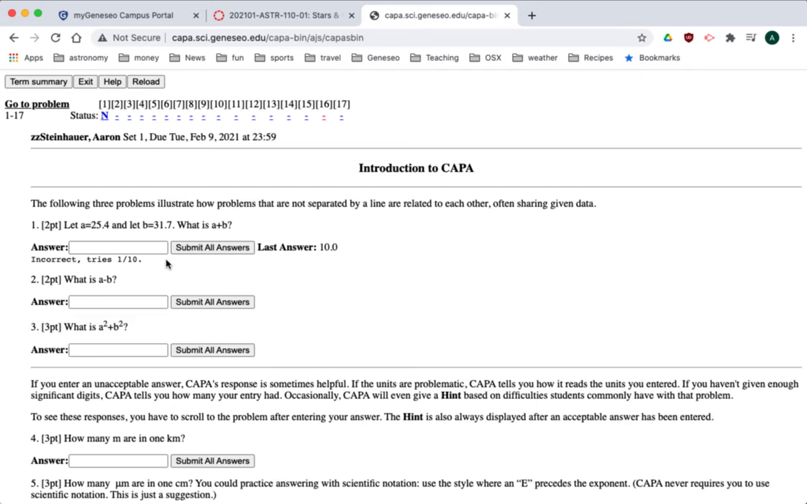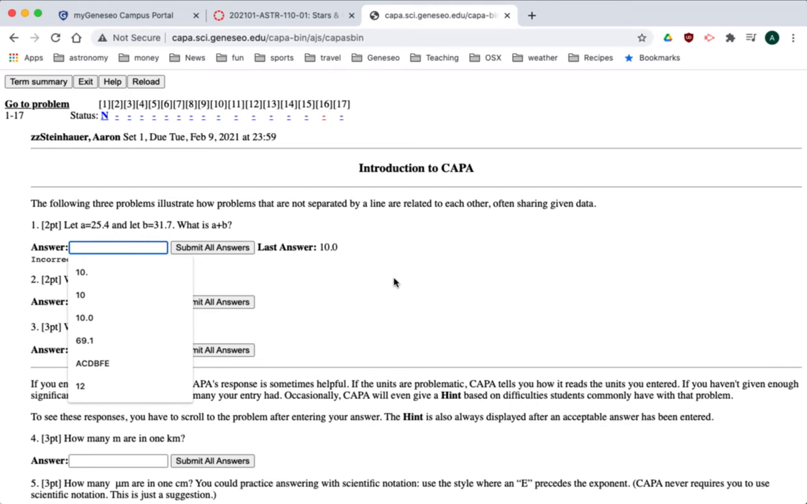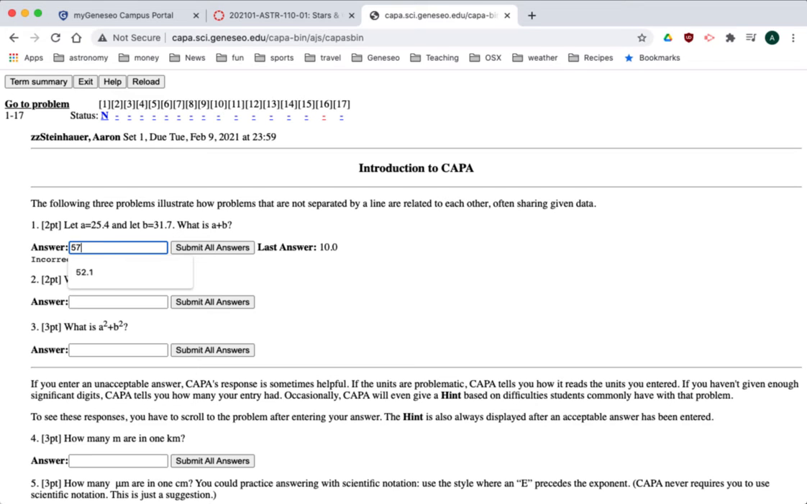These questions have all been gone through multiple iterations of students, so I'm pretty sure they're all correctly coded at this point. So the 10 isn't the right answer, but keep track of that. So let's try to put in what the right answer is. Let's see if I can do this in my head. 25 plus 31 is 56 plus 1.1. I think this is 57.1.